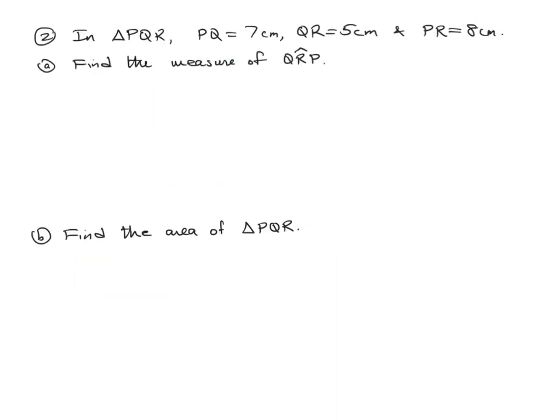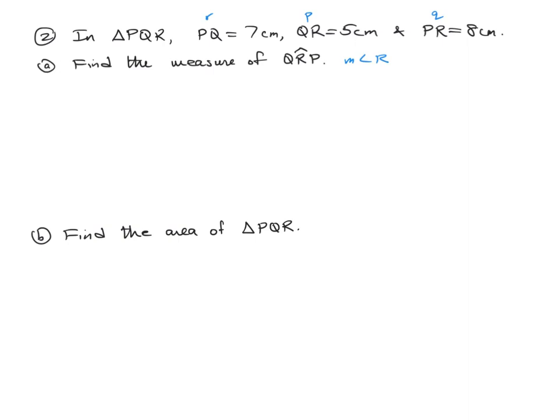So now we have another problem in triangle PQR. PQ is 7, QR is 5, PR is 8. Find the measure of angle QRP. Well, first of all, this would be the measure of angle R that we're looking for. The PQ is lowercase r, the QR is lowercase p, and the PR is lowercase q. Whatever letter is missing, that's the lowercase version of that.